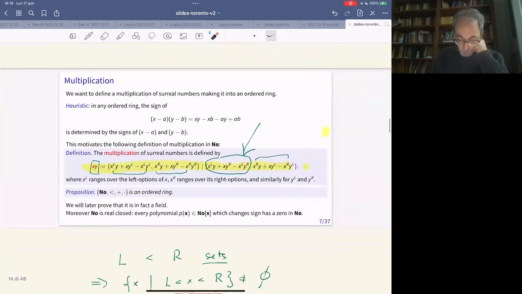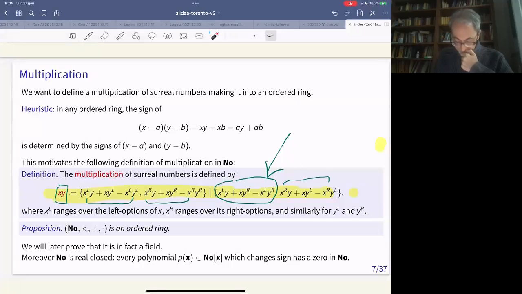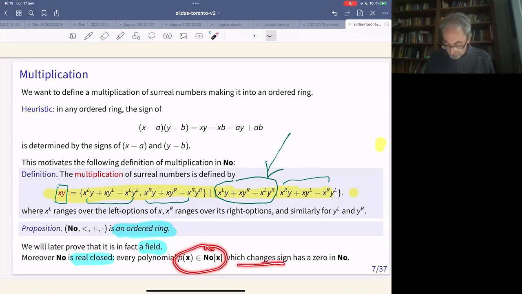Okay, we arrived at multiplication. It's not difficult to prove that you get an ordered ring. And later we will see that it's actually a field, so there is an inverse also. Moreover, it's real closed: every polynomial with coefficients in the surreals, if it changes sign, will have a root.